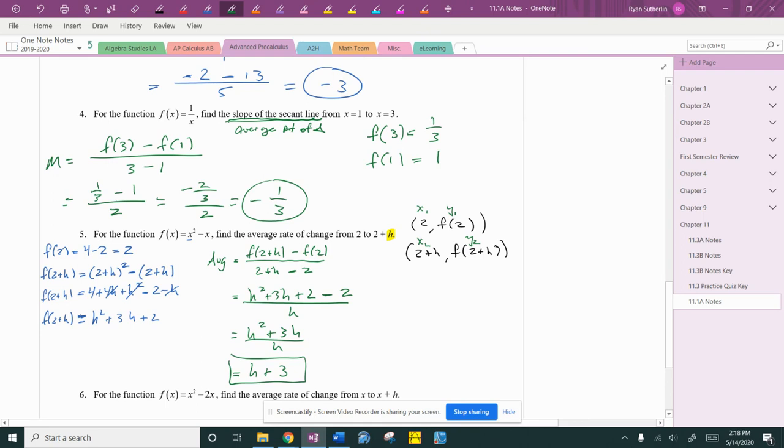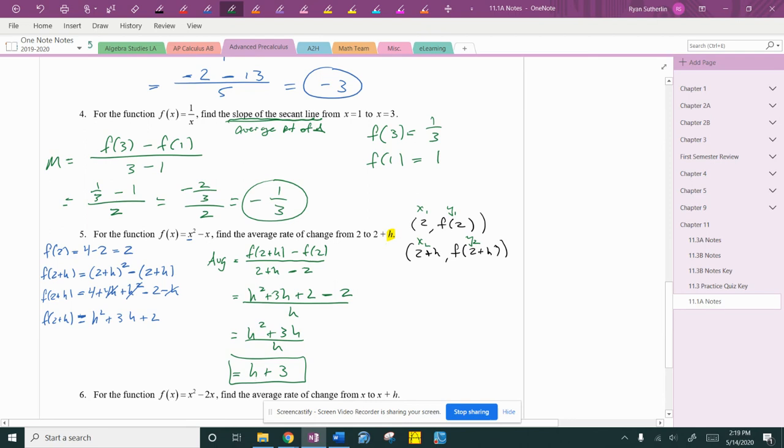So here's what that tells me. If I wanted to know the average rate of change from 2 to 3, well, that means h is 1. 1 plus 3, the slope is 4. If I want to know the average rate of change from 2 to 6, well, h would be 4. That slope is going to be 7.